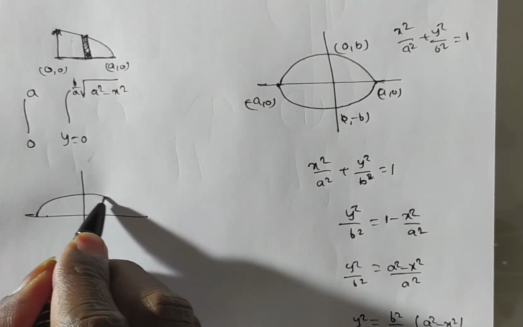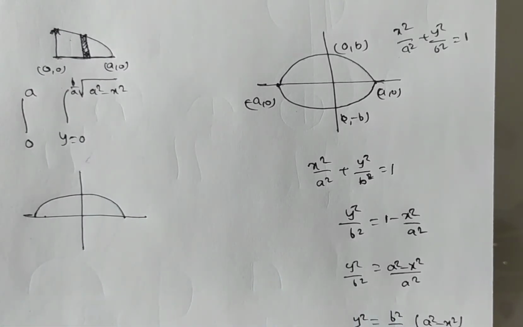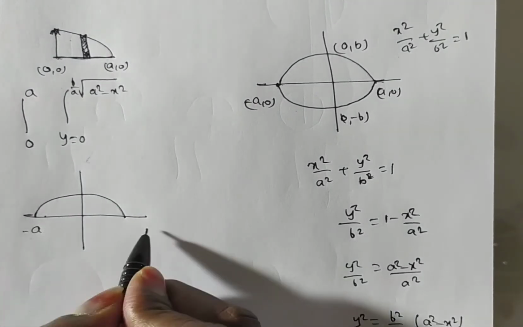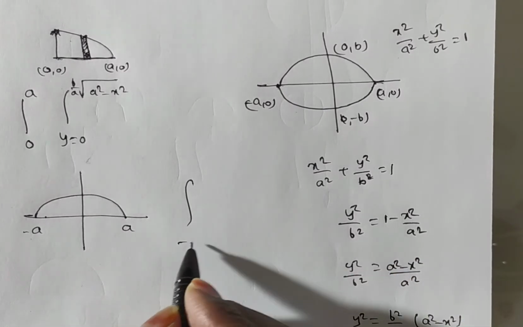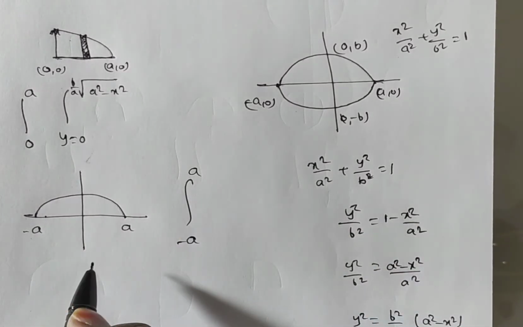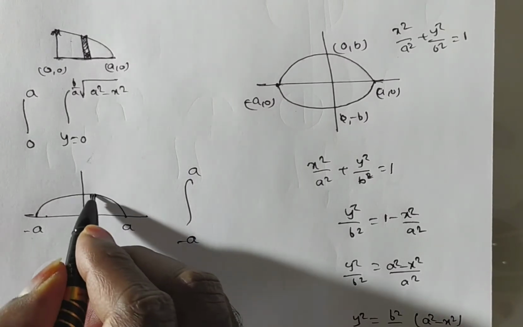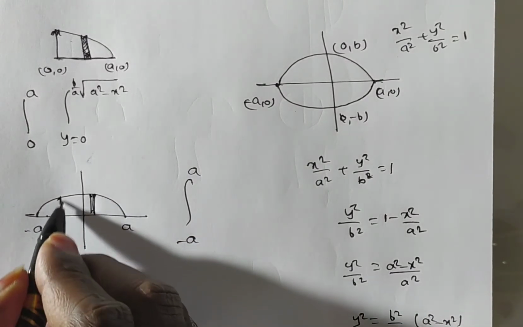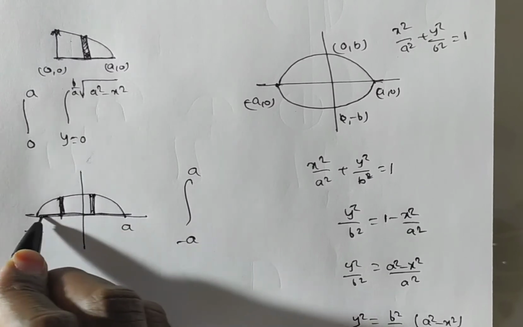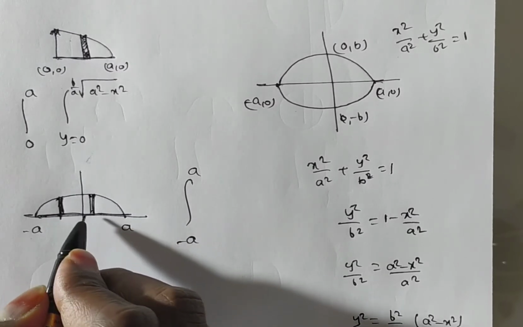Upper half of the ellipse is like this. Now this is minus a to a, x is from minus a to a in this case. Now you want y dependent on x only, so draw the strip which is parallel to the y axis. Here if you draw or else here if you draw, both will be the same. So any one of these two strips, both are the same only.